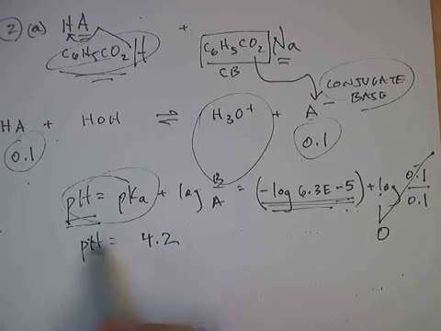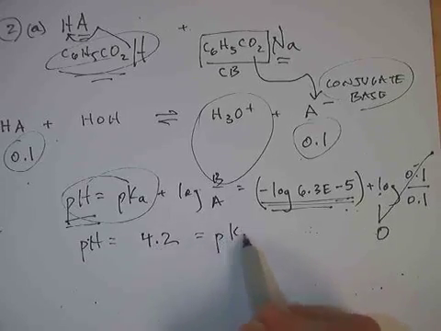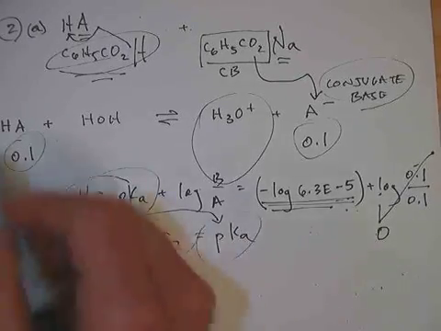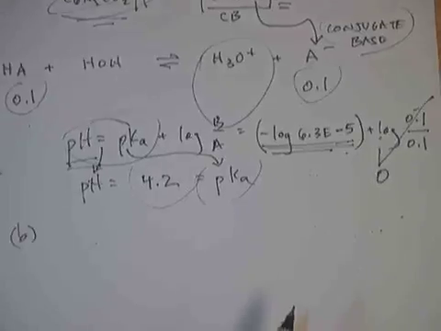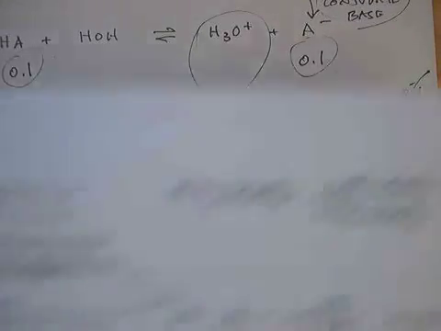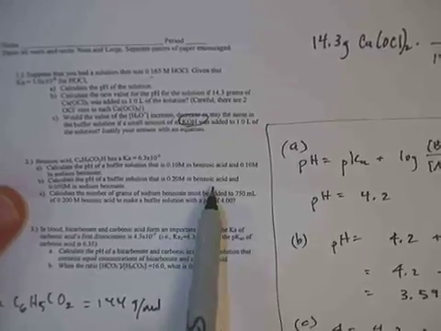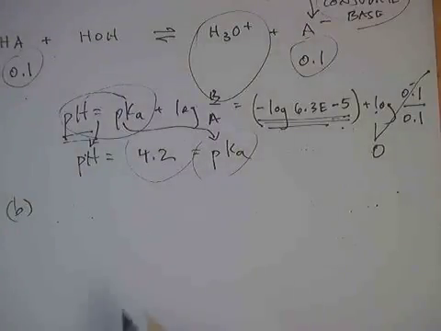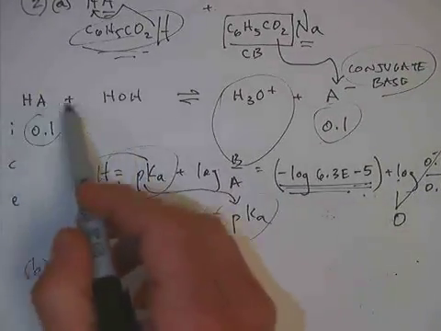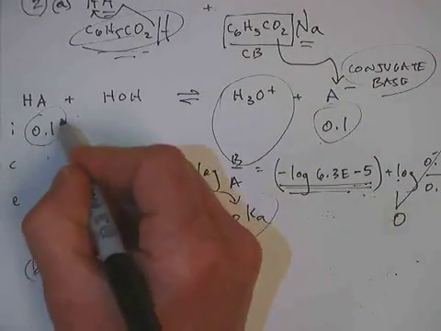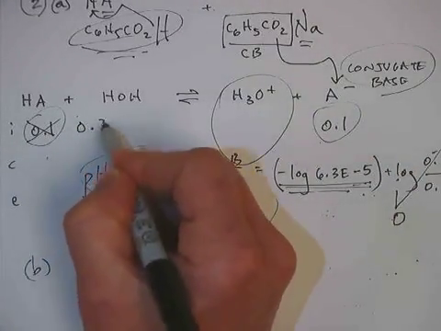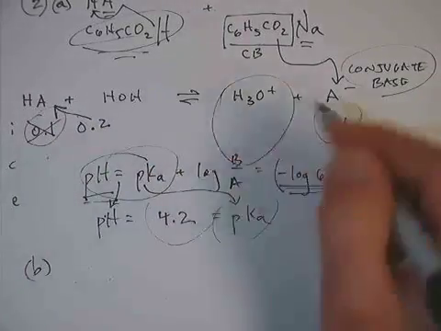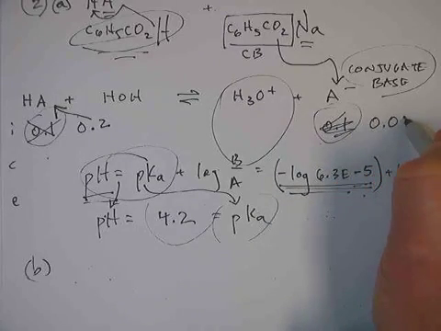So really, the pH is going to be equal to whatever this negative log is. In other words, the pH is equal to the pKa. Okay. Well, it turns out the negative log of 6.3 times 10 to the negative 5th is 4.2. And so my pH is equal to 4.2, which is also my pKa, which I have written right here. This is going to be helpful because I'm going to use that in the next part of the problem, part B. In part B, it says calculate the pH of a buffer solution that's now 0.2 molar in benzoic acid, and it's 0.05 in sodium benzoate.